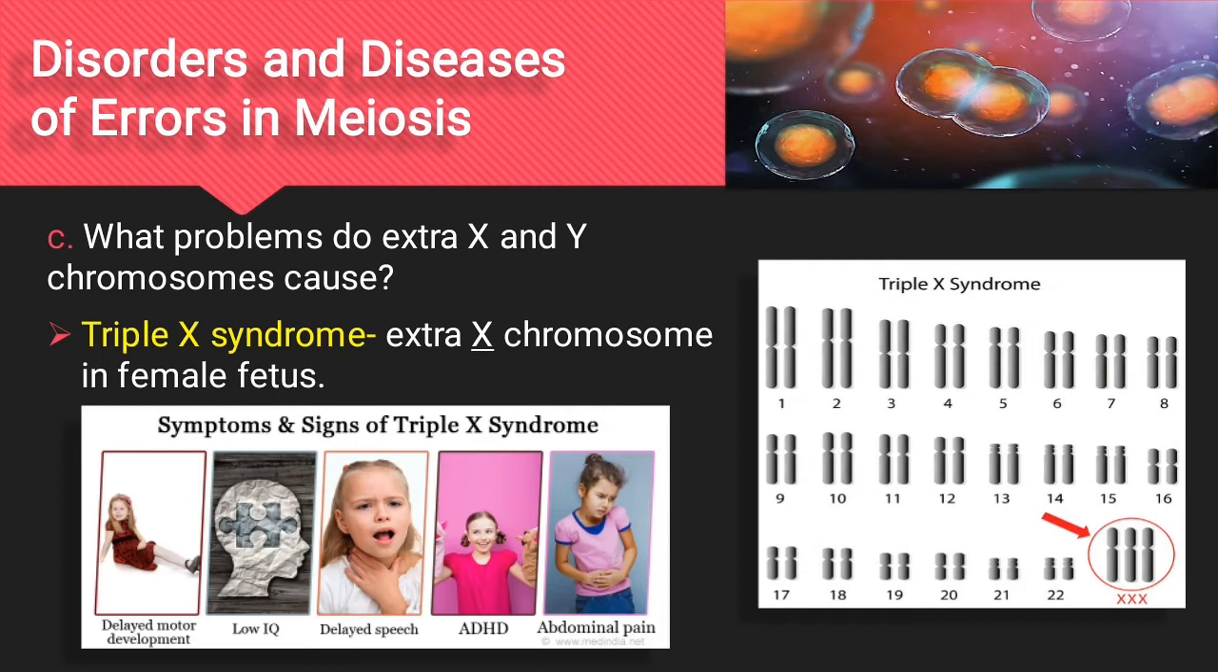Some of the symptoms and signs of triple X syndrome are delayed motor development, low IQ, delayed speech, abdominal pain, as well as a brain disorder that affects how you pay attention and control your behavior. It is known as ADHD, or Attention Deficit Hyperactivity Disorder.